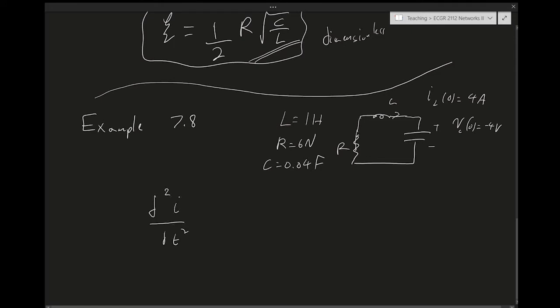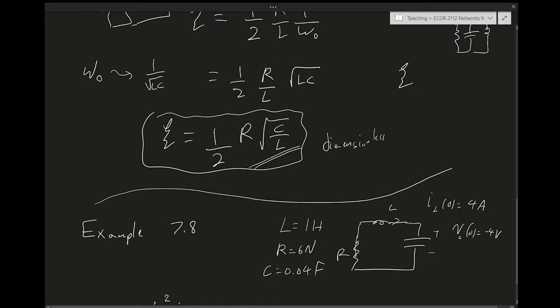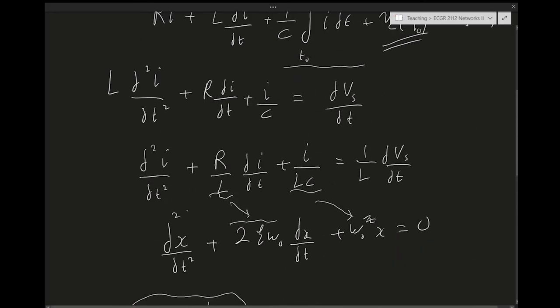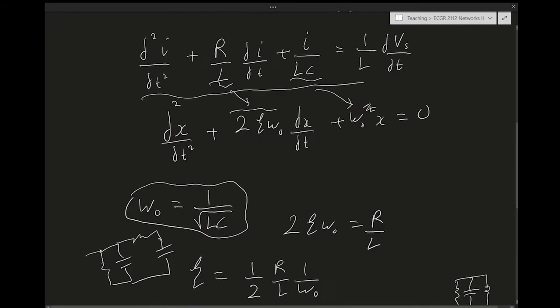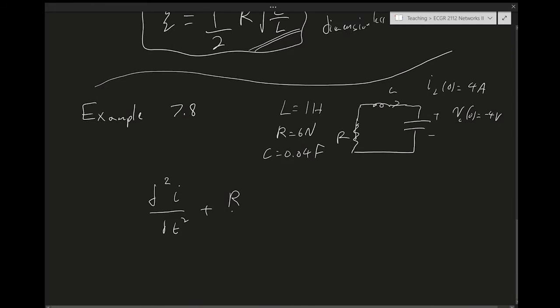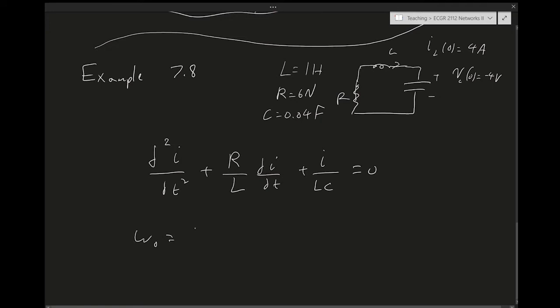Okay, we said that the differential equation is as follows: d squared I over dt squared. In this case, there is no voltage, so there is no forcing function. So I just have to write the left-hand side that I've derived here. This is going to be R over L di by dt, and then plus I over LC equals 0. And we said this tells us that omega naught equals 1 over square root LC.